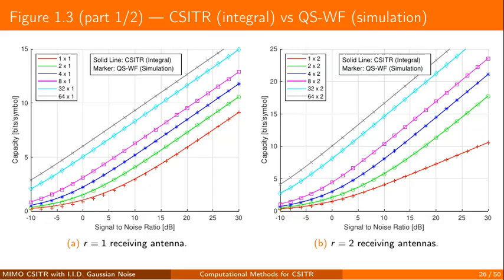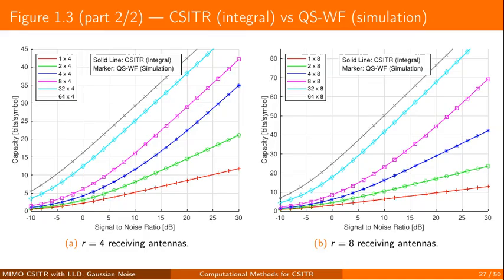This figure puts the two models side by side: the CSITR integral expression as solid lines, and the quasi-stationary water-filling simulation as markers. On this slide, one receive antenna on the left, two on the right. The curves sit essentially on top of each other. Continuing the comparison, 4 receive antennas on the left, 8 on the right. The match remains excellent throughout. The theoretical integral and the practical simulation are, for all purposes, the same.